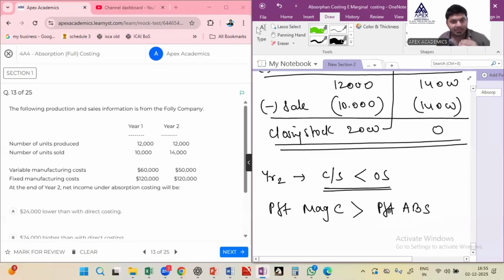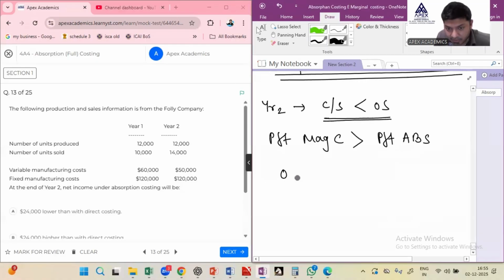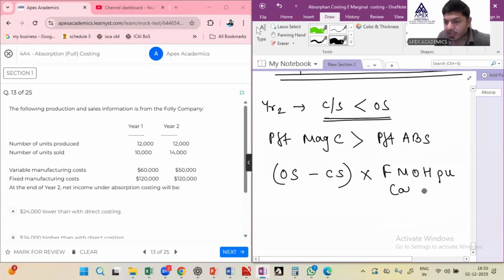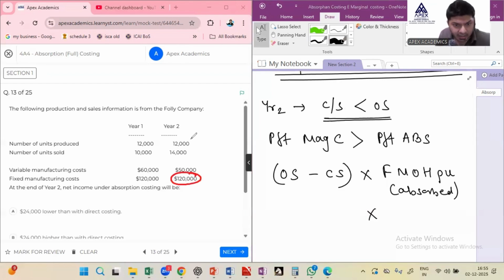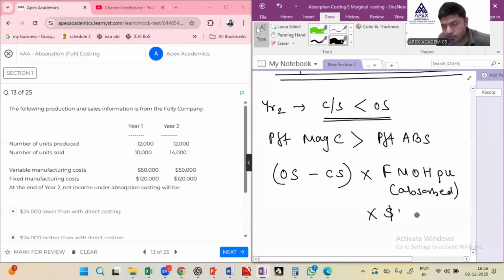Now please try to understand my next statement. What is the difference over here? The difference will be opening stock minus closing stock multiplied by fixed manufacturing overheads per unit, which are absorbed. What are my fixed manufacturing overheads of year two? They are 1,20,000. And how many units have I produced? I have produced 12,000 units, which clearly shows me that my absorption rate is 10 per unit. So I have $1,20,000 to be divided by 12,000 units right here.